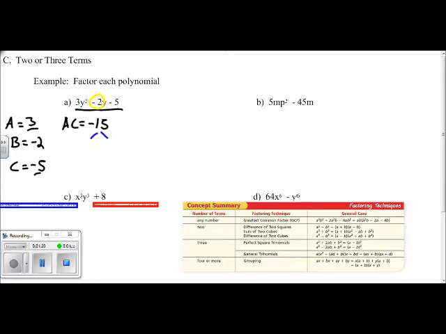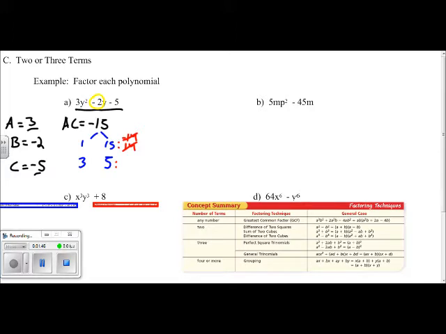So the factors of 15 would be like 1 and 15, or 3 and 5. Again, remembering one being positive and one being negative. So if we look at 1 and 15, and we said that 1 was positive and 15 was negative, we'd be left with a negative 14. But if 1 was negative and 15 was positive, then we'd have positive 14. Neither of these are negative 2, so those are not the ones we're looking for.